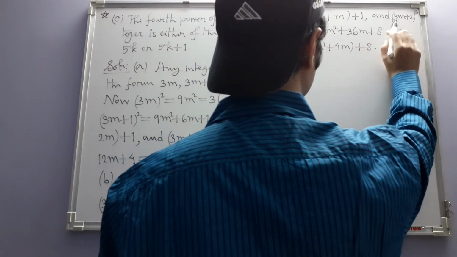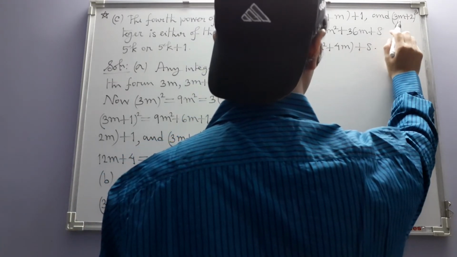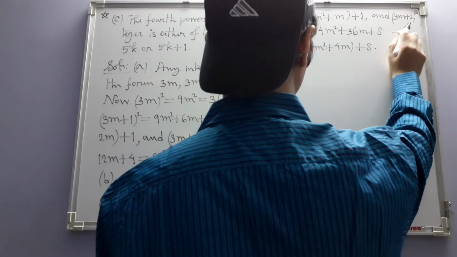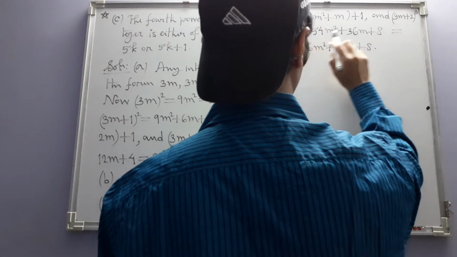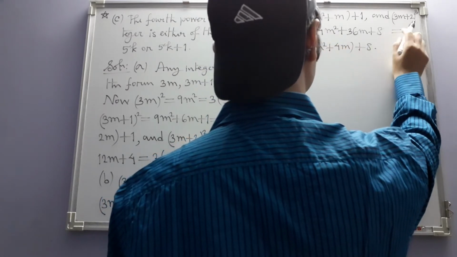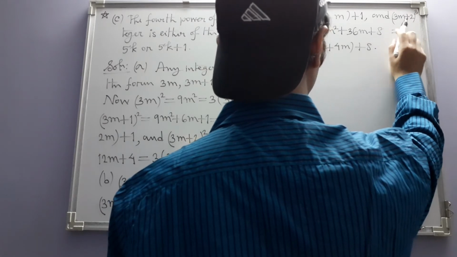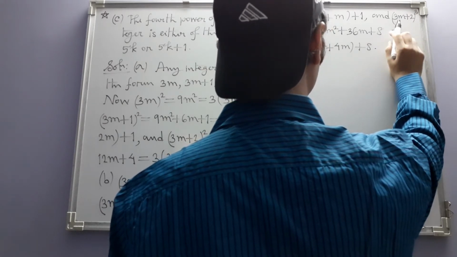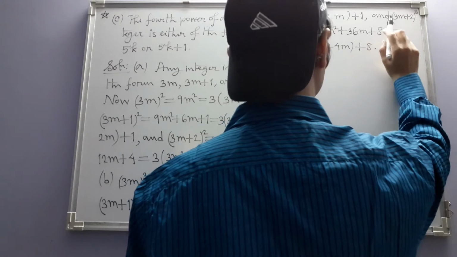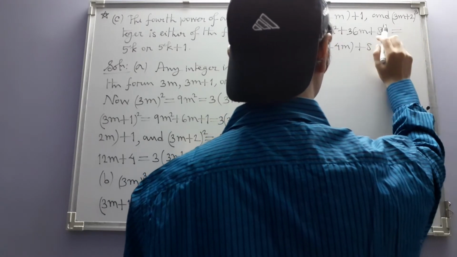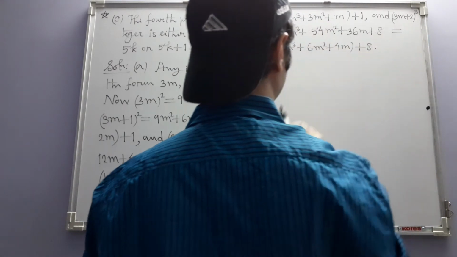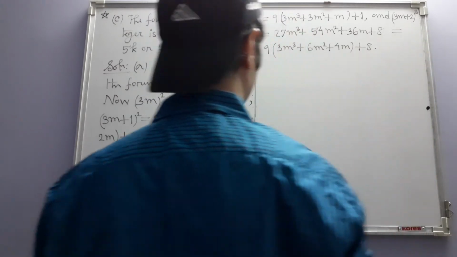27m cube plus 3 times 3 square is 27, 27 times 2 is 54. Okay. Then 3 times 4 is 12, times 3 is 36. Yes. Plus 2 cube is 8. Okay.